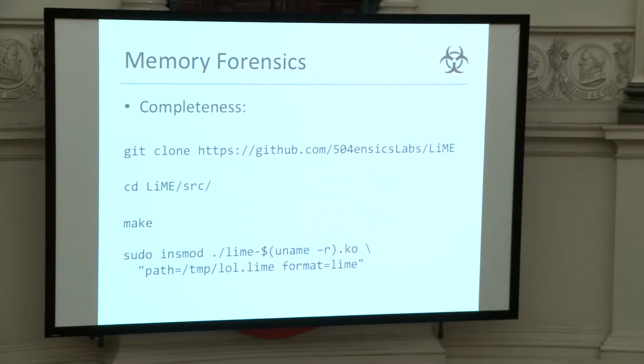That's always fun. For the folks that want to follow along at home, this is how you get Lime set up. So you just git clone it right out of GitHub. A simple make will build it, and then insmod will load the kernel module and do the acquisition for you all at the same time.